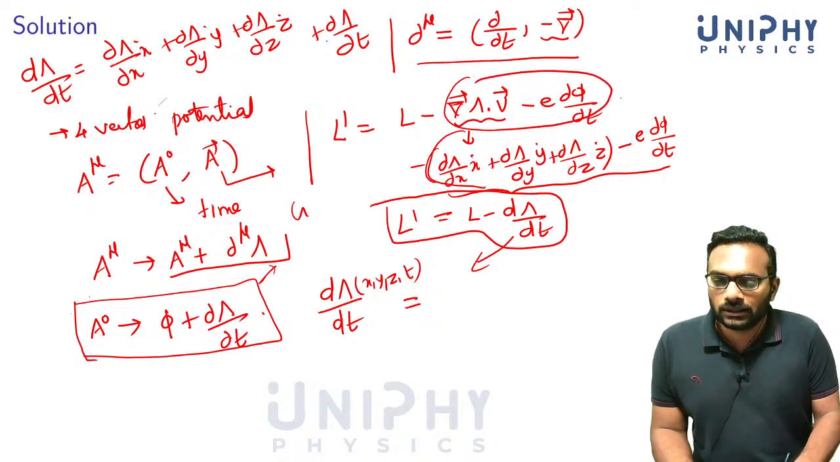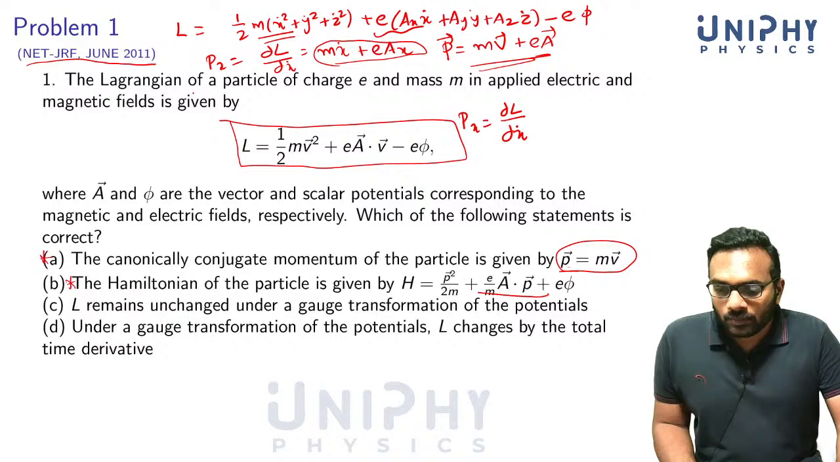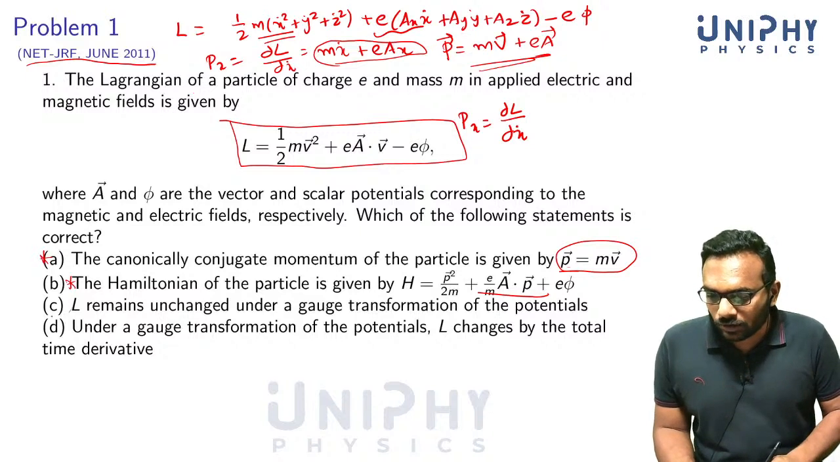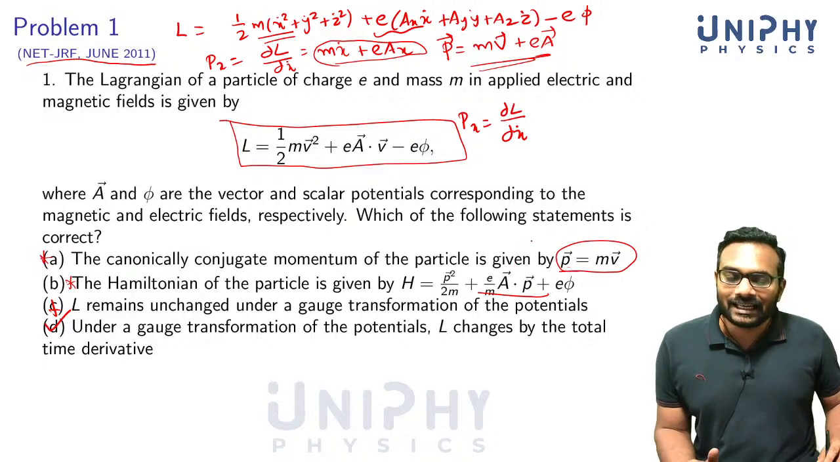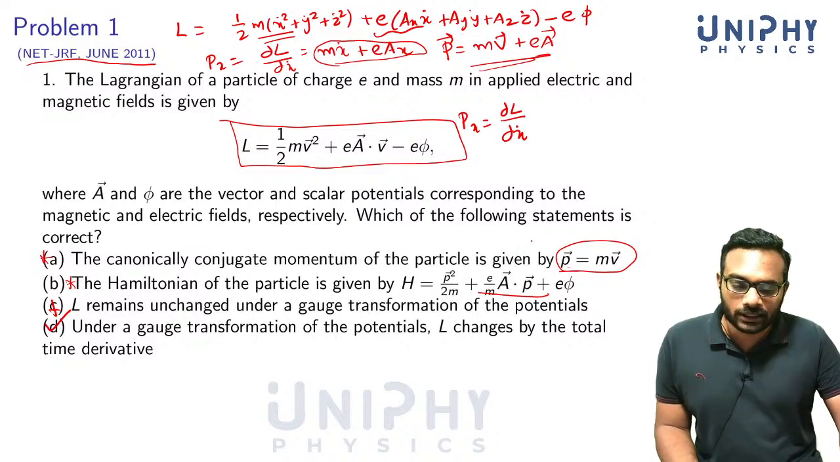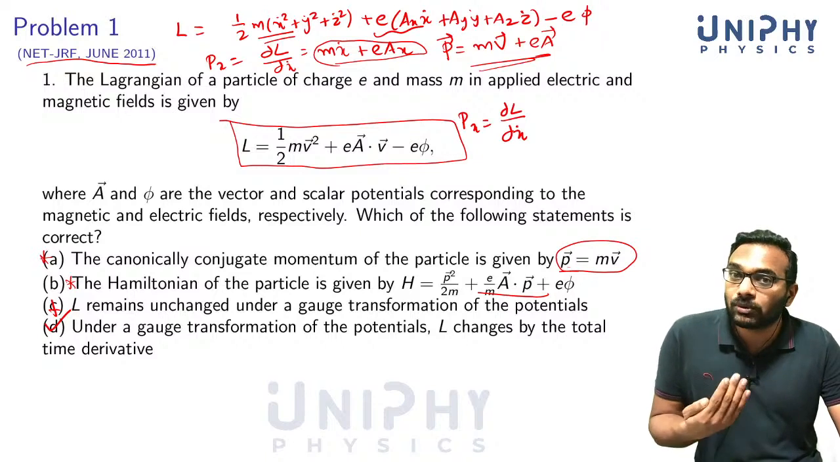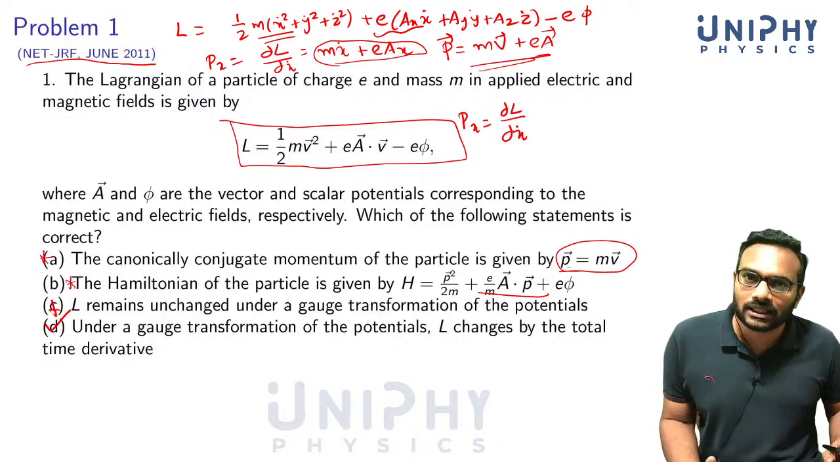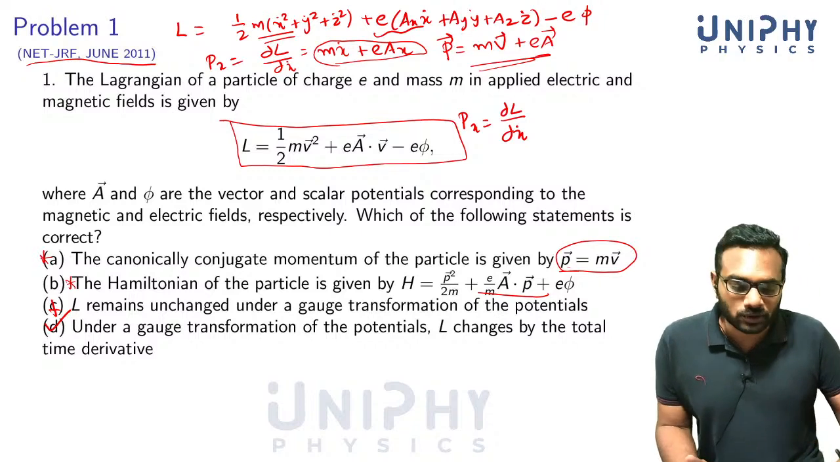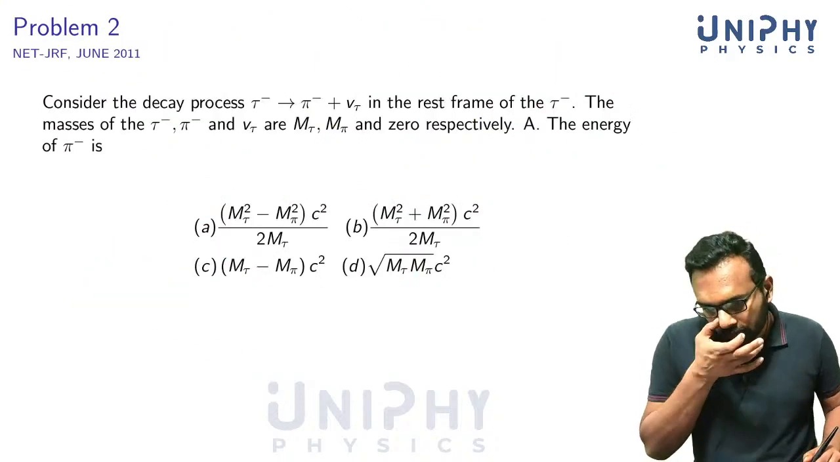Okay. So, finally, option C is also wrong. So option D is the correct answer. Okay. Under the gauge transform of potentials, L, the Lagrangian, changes by a total time derivative. And it's easy to see that the equations of motion do not actually change. Right? When the Lagrangian changes by a total derivative of a function, the equations of motion remain unchanged. Okay. I hope that's clear.